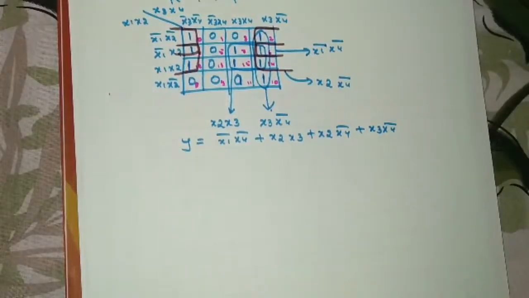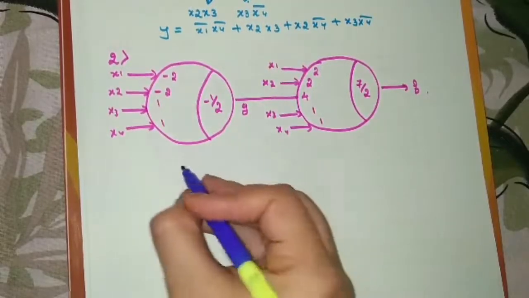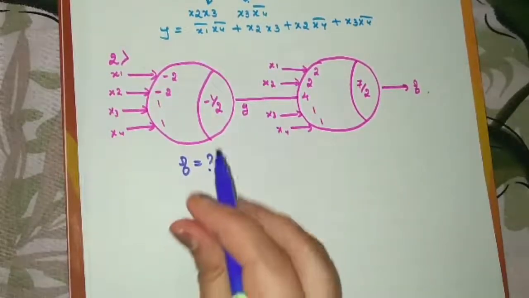Please cross check with your answers and let me know if you get the same answer in the comment section below. Okay, now we will go to the next problem. So this is the question for the next problem. We need to find out f is equal to question mark.